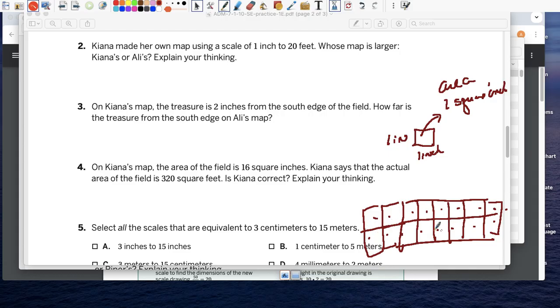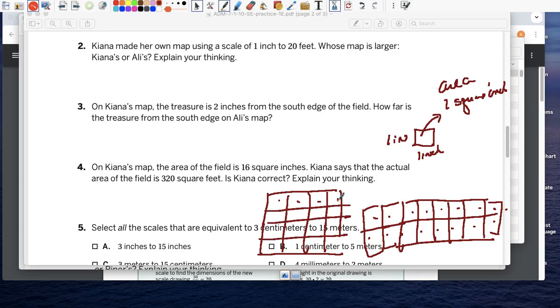And not necessarily in this shape. You could actually do it this way. I still have 16 over here. 1, 2, 3, 4, 5, 6, 7, 8, 9, 10, 11, 12, 13, 14, 15, 16. Whatever shape it is, I have 16 of these 1 square inches.